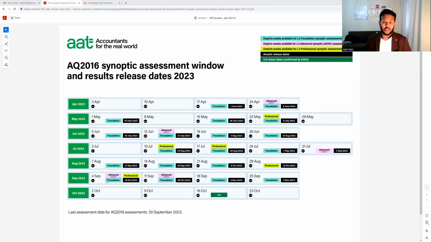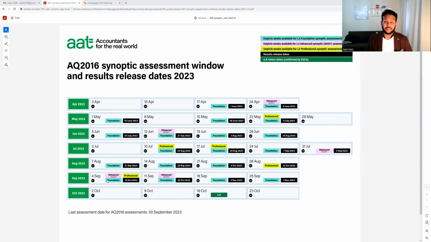Now, if you do 4th or 11th, it doesn't make any difference because if you do 4 or 11, you're not going to get the result until October. So either you can choose 4 or if you go for the 11th, on that week, it will not make any difference. So my advice will be take your time and do it on the 11th.